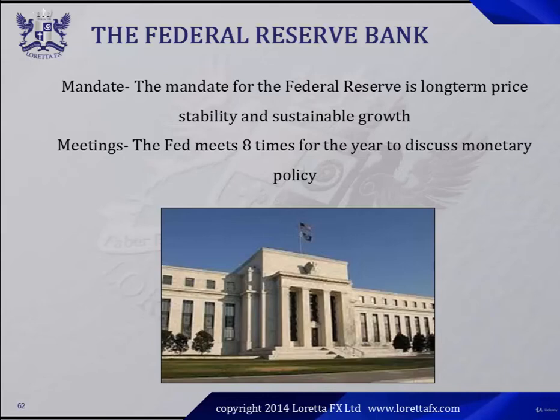Now, the mandate for the Federal Reserve is long-term price stability and sustainable growth. So the Federal Reserve aims to keep inflation right around that 2% level. Now, as it pertains to meetings, the Fed meets 8 times for the year to discuss monetary policy.